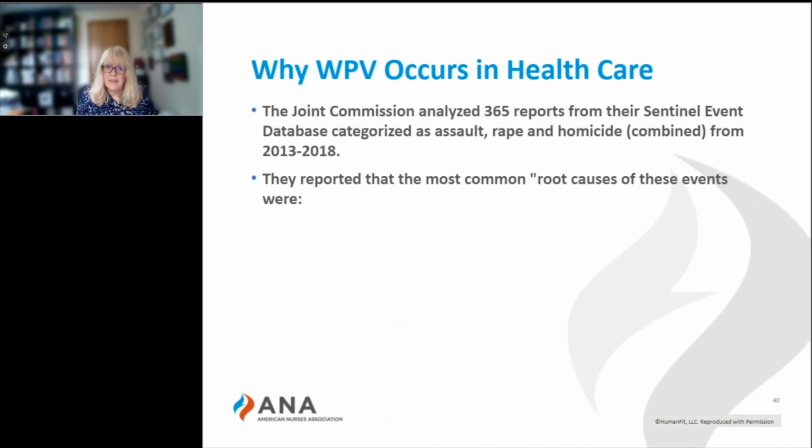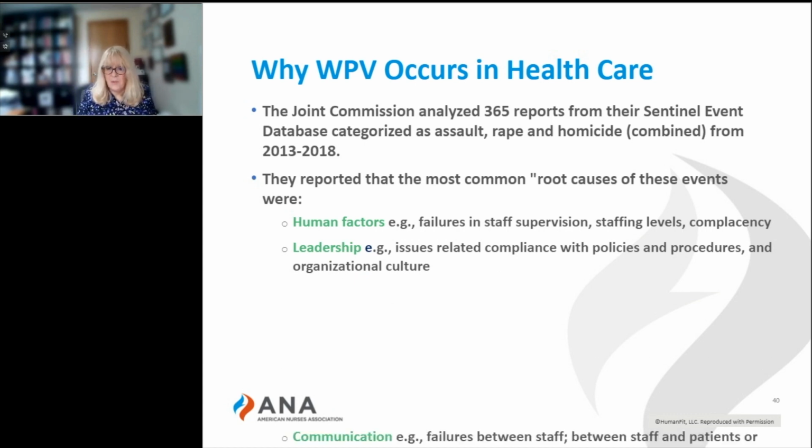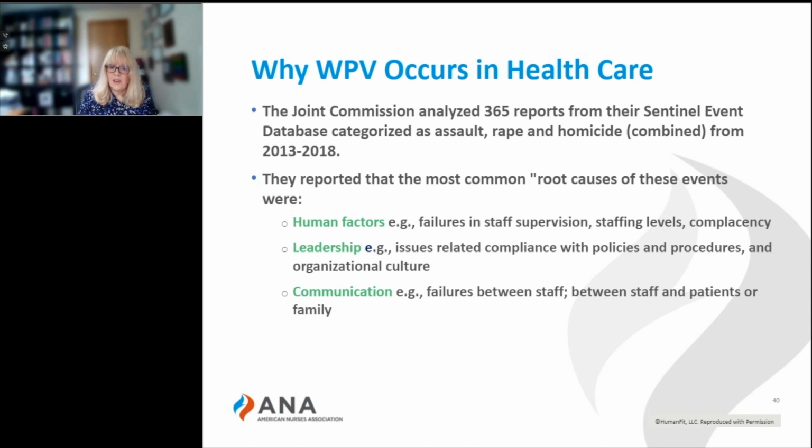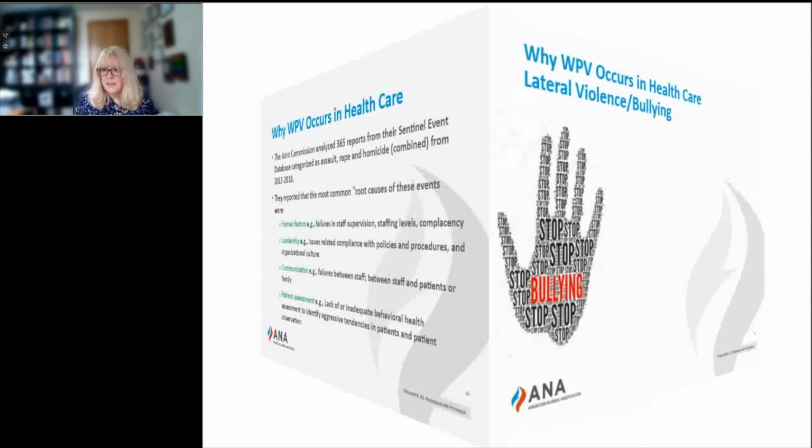I'm not going to read these in detail, but the Joint Commission analyzed their sentinel event database between 2013 and 2018, and they looked at the most common root causes of violence. They identified them as human factors such as staffing, complacency. We just expect violence in this healthcare environment. It's just the way we do our work. Leadership. A poor organizational climate. We'll get back to that in a second. Communication failures between staff and patient. And then a lack of assessment process. How do I know if my patient's at risk for violence? Or for that case, our visitors.